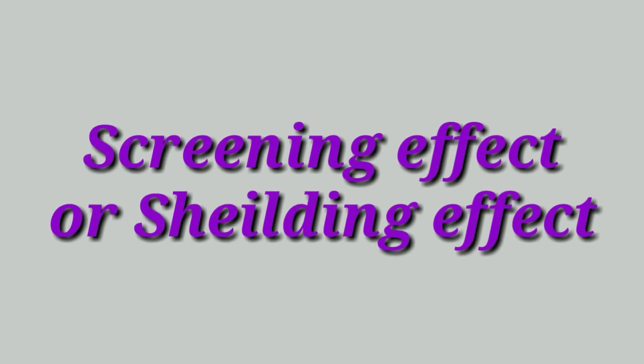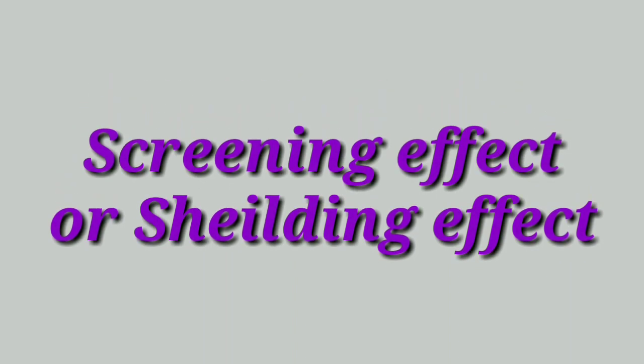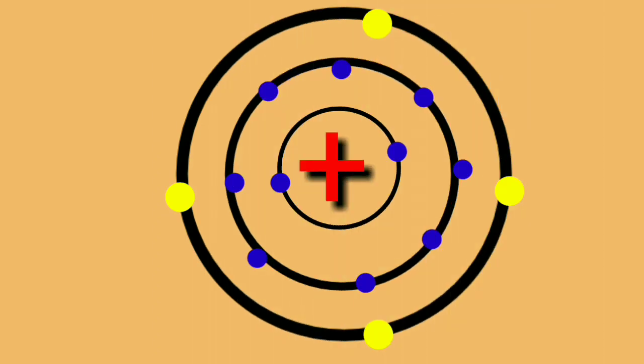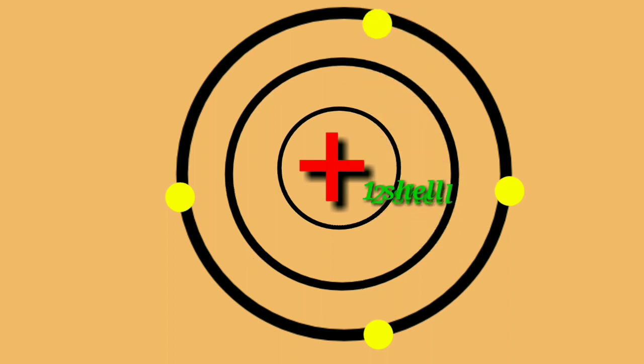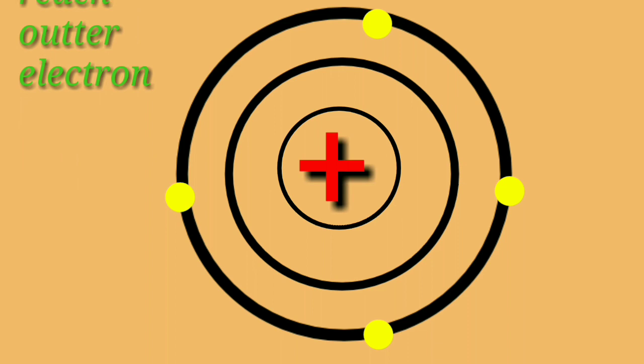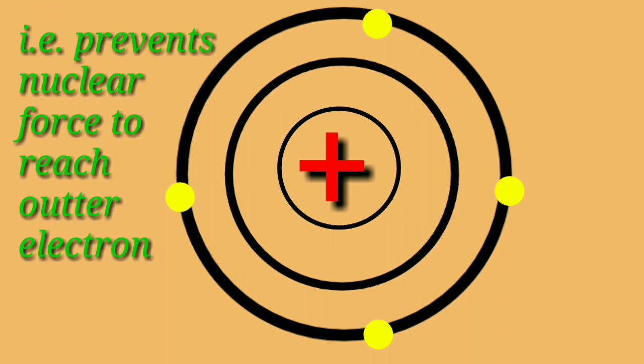Students, now let us try and understand what is screening effect or shielding effect. As shown here is the positively charged nucleus at the center, and the inner shell electrons, that is, electrons in the first and second shell, prevent, that is, shield, the nuclear attractive force from reaching the electrons in the last shell. This effect of shielding is known as screening effect or shielding effect.